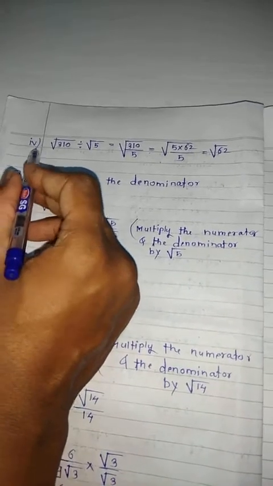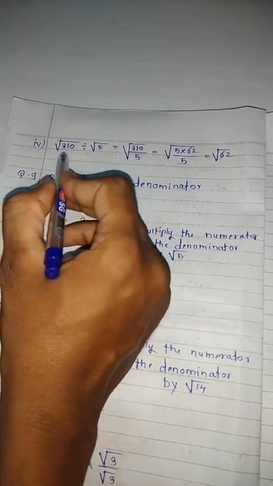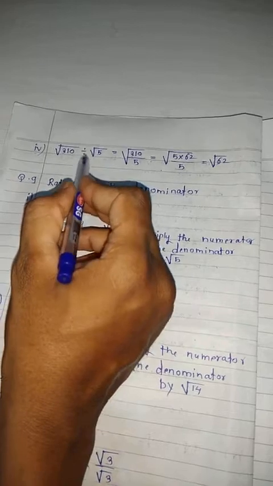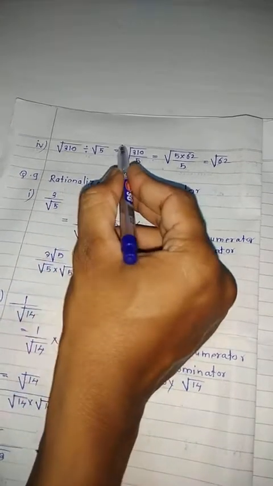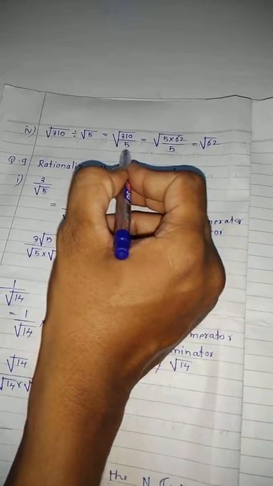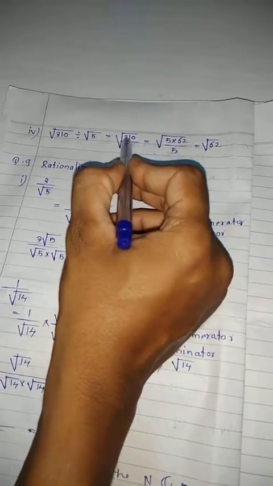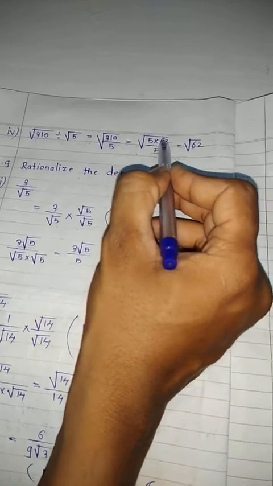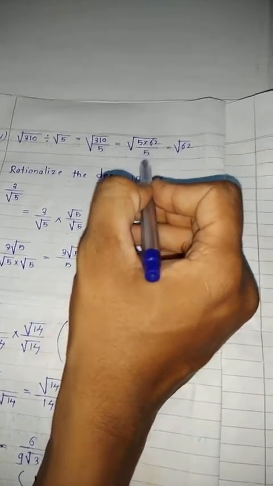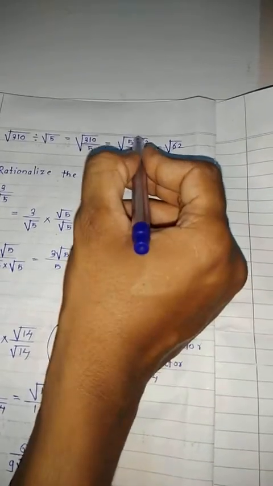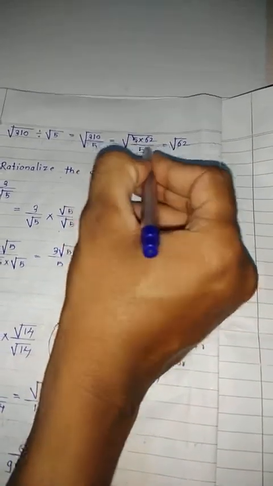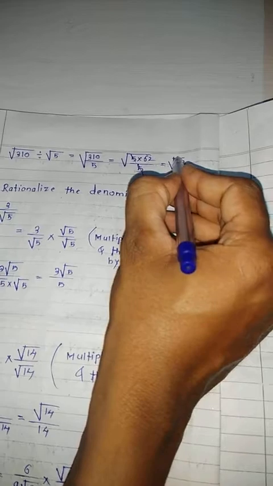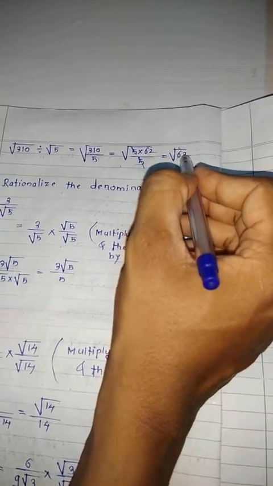Fourth example: root 310 divided by root 5. We have to write it like this: the square root of 310 divided by 5. So find the factors of 310: the square root of 5 into 62 upon 5. Okay, students, we just cancel the 5. So your answer is root 62.